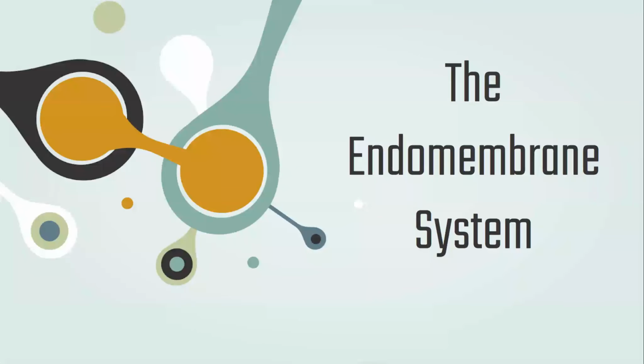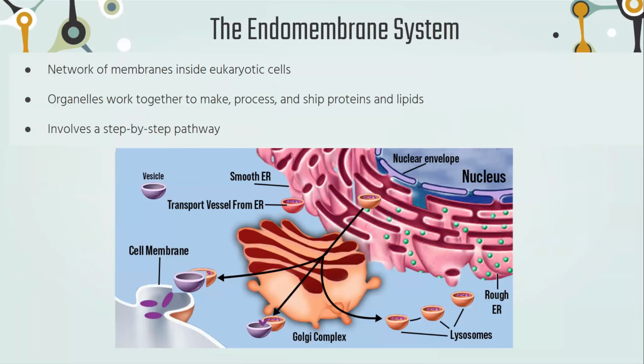Hi guys, today we're going to talk about the endomembrane system. So let's get started. The endomembrane system is a network of membranes that are found inside eukaryotic cells.